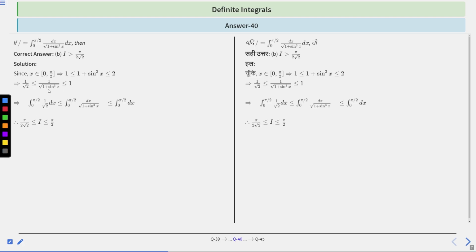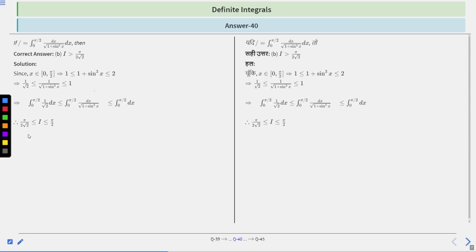Now, let's apply the limit from 0 to pi by 2 in this inequality. So the integral from 0 to pi by 2 of 1 by root 2 dx will be less than or equal to the integral from 0 to pi by 2 of dx upon root of 1 plus sine cube x, which is less than or equal to the integral from 0 to pi by 2 of dx, and this middle term is basically I. Therefore, on integration, pi by 2 root 2 is less than or equal to I, which is less than or equal to pi by 2. Clear?